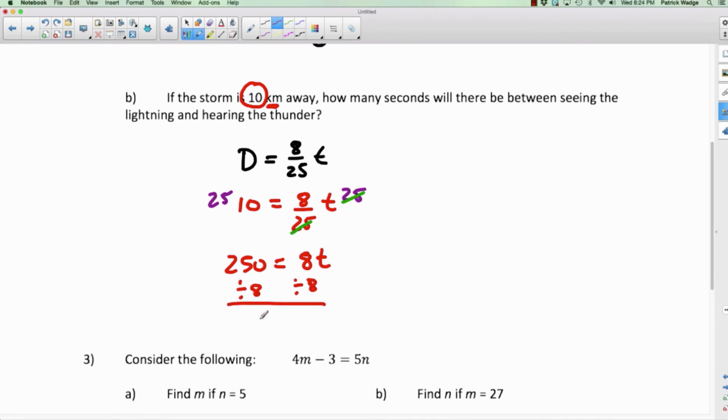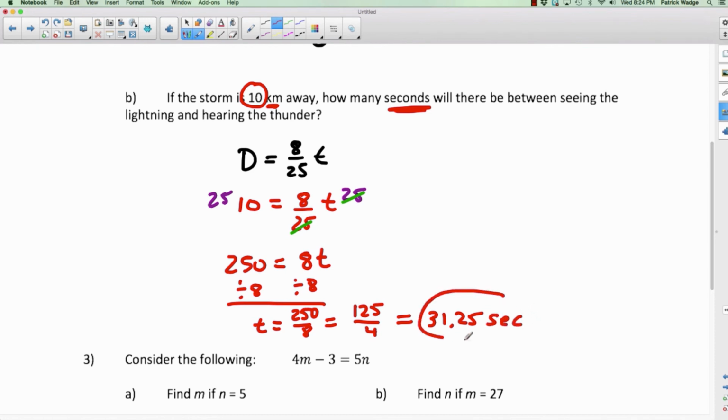You get t, doesn't matter the order you write it in, but I'll do it this way. T, because the 8's cancel out, is equal to 250 over 8, but we could put that in lowest terms. Divide them both by 2, and you get 125 over 4. There's nothing else you could do there in terms of fractions, so that's a very good answer. Or if you want to picture it a little bit better, take your calculator and divide. You will get 31.25. So what's the question asking? How many seconds will there be? It'll be 31.25 seconds. Whoa, that's a long time between the lightning and the thunder.